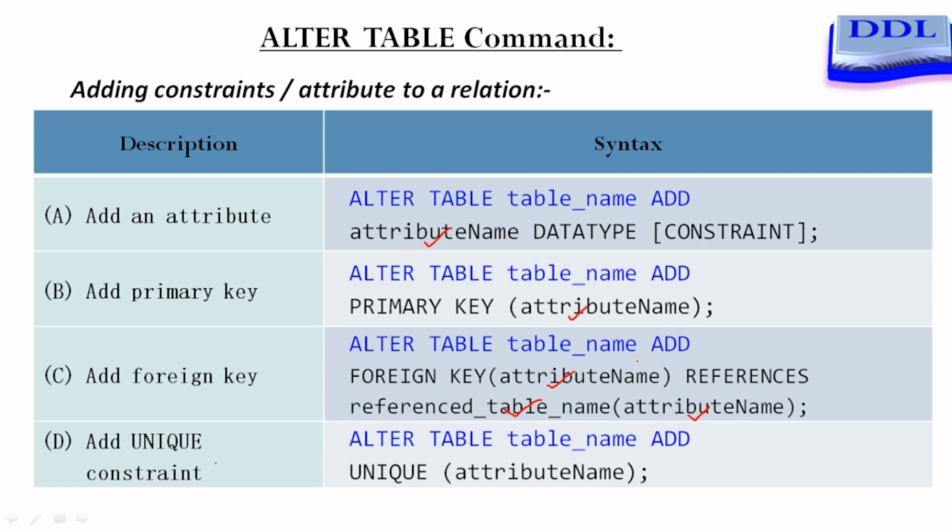All these alterations are performed by using the add clause of the alter table command. In order to add the constraints primary key, foreign key and unique, use the keywords primary key, foreign key and unique followed by the add clause. And in bracket give the name of the column to which the constraint is to be applied.